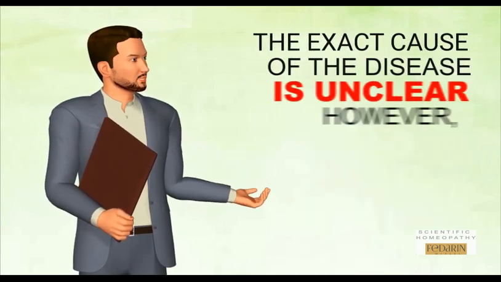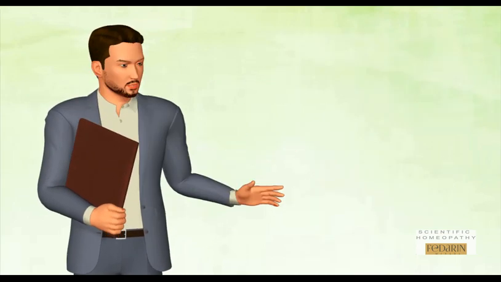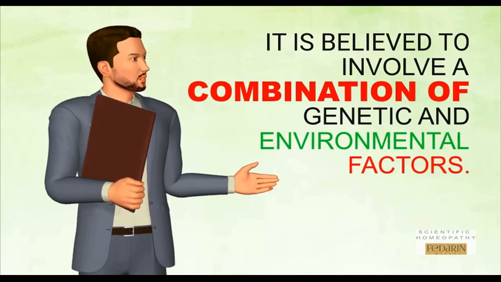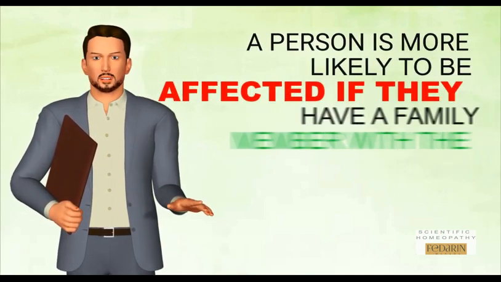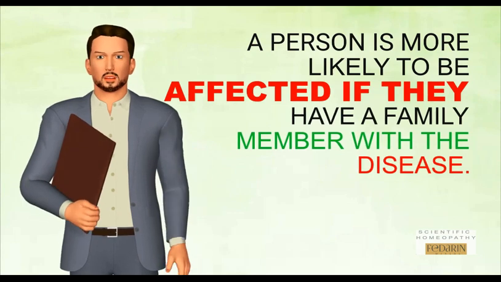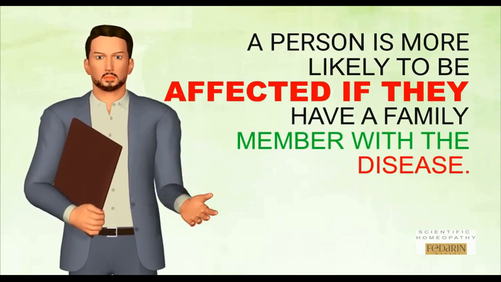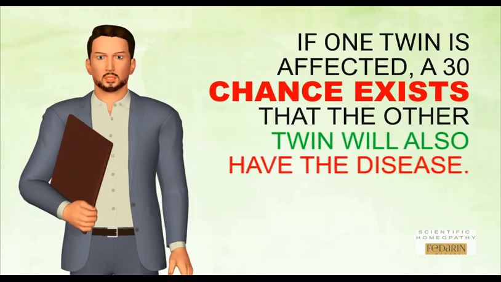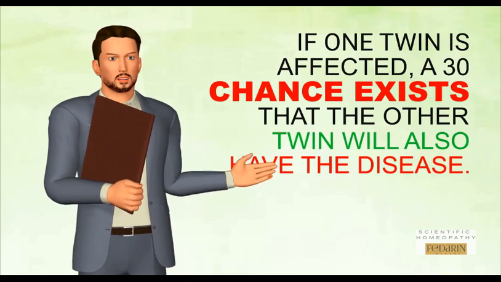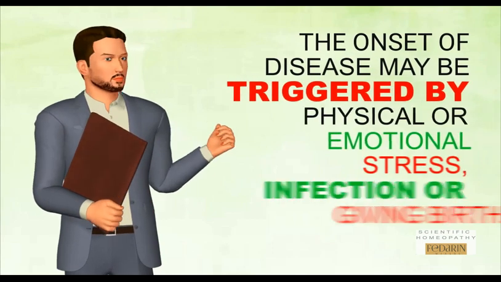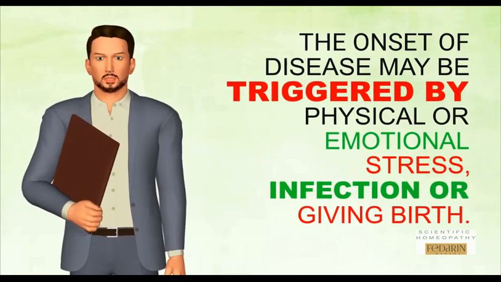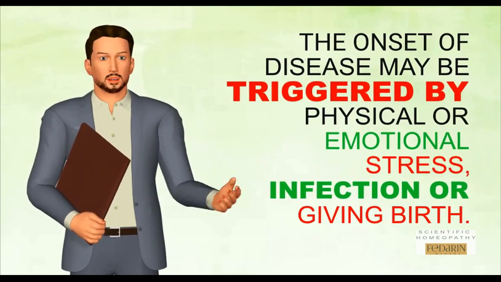The exact cause of the disease is unclear. However, it is believed to involve a combination of genetic and environmental factors. A person is more likely to be affected if they have a family member with the disease. If one twin is affected, a 30% chance exists that the other twin will also have the disease. The onset of disease may be triggered by physical or emotional stress, infection, or giving birth.